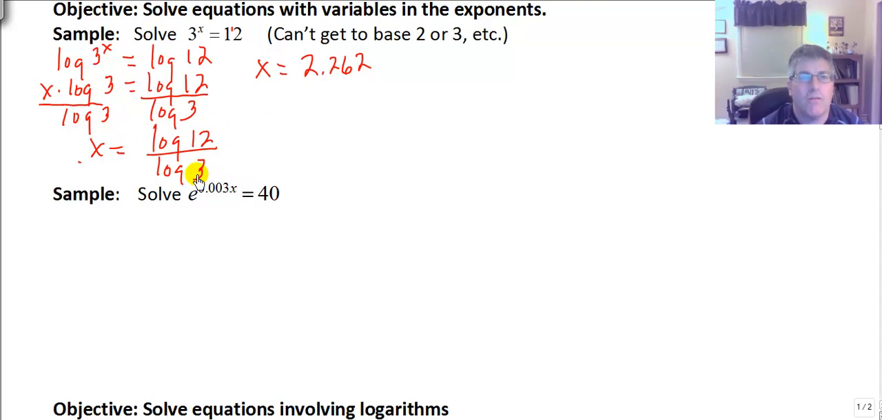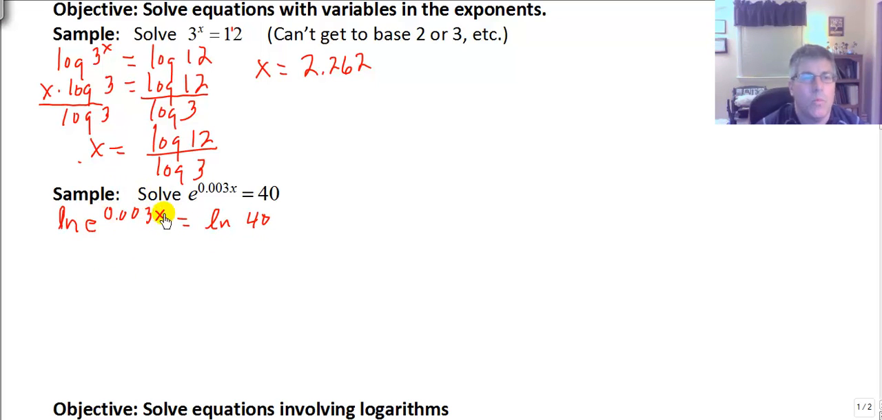So we want to solve e to the 0.003x equals 40. Well, since we have e, we're going to do the same thing, but instead of taking the common log like we did, we are going to now take the natural log of both sides. So the natural log of e, all raised to the 0.003x equals the natural log of 40.